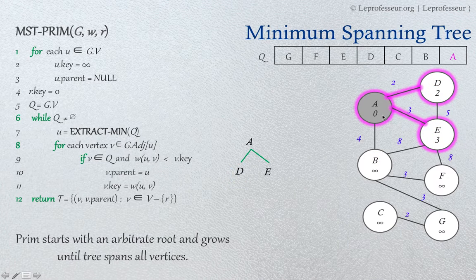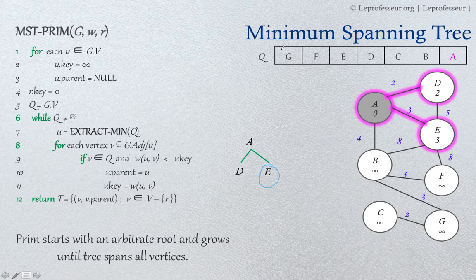So how will it look? We have updated the key value of E to 3, and how it does it, we updated its parent, which is A, and in a tree form it will look like this.